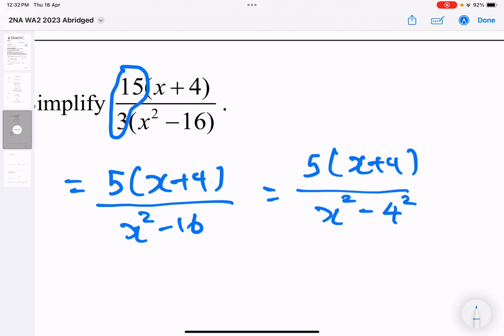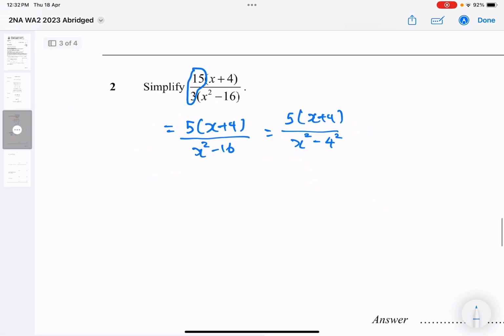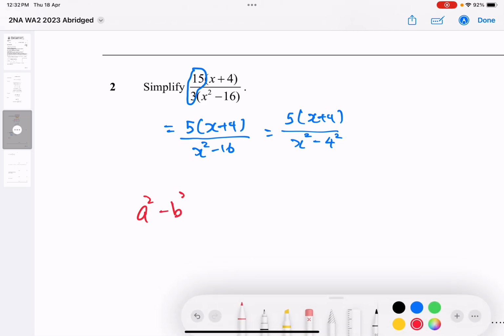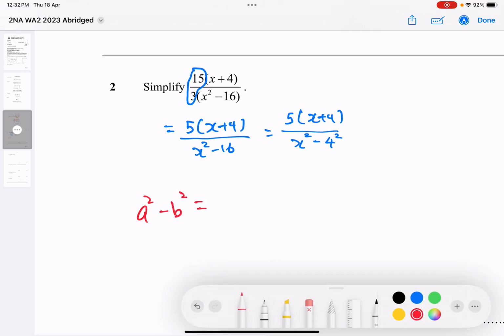What does this look like? x squared minus 4 squared. This is the same as a squared minus b squared, right? And I told you, you have to memorize, no choice. If you don't memorize, then you won't be able to do those questions. A squared minus b squared, what is it, Ashley? You say you memorize, tell me what's the answer for this? A squared minus b squared.